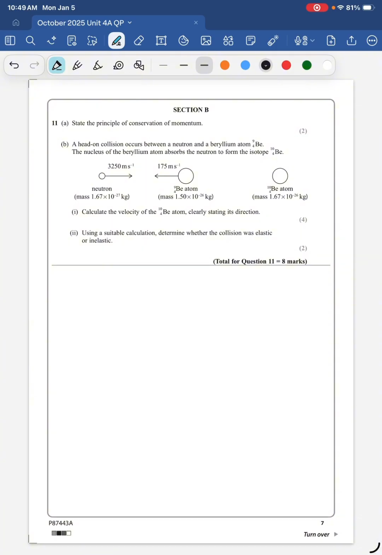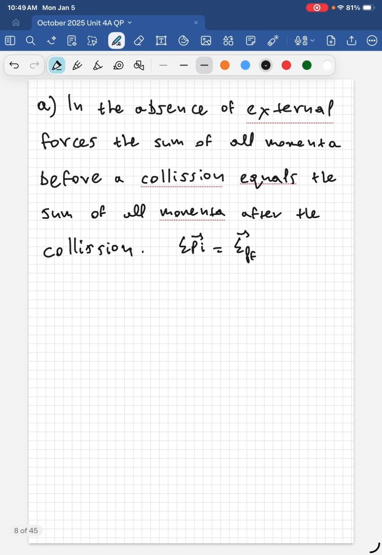I mean the direction of the velocity. So, part I: calculate the velocity of the beryllium-10 atom, clearly stating its direction. The direction is going to be found algebraically by summing the momentum before. So let's do part B, part I.